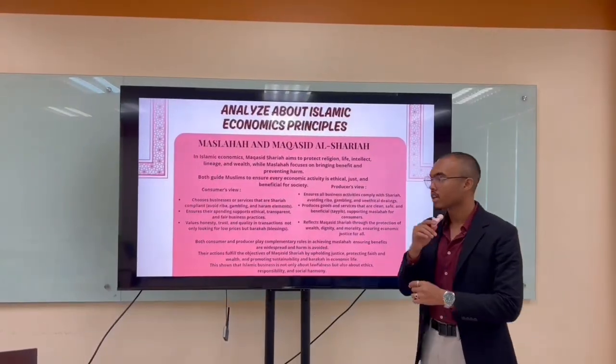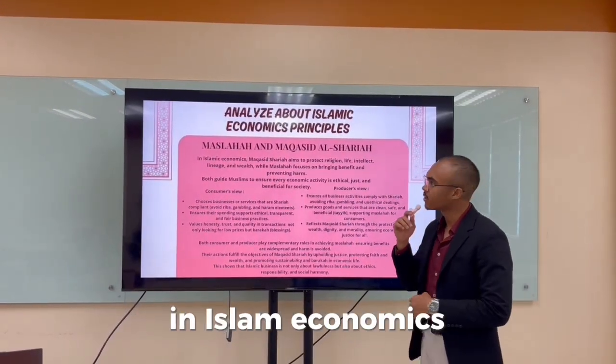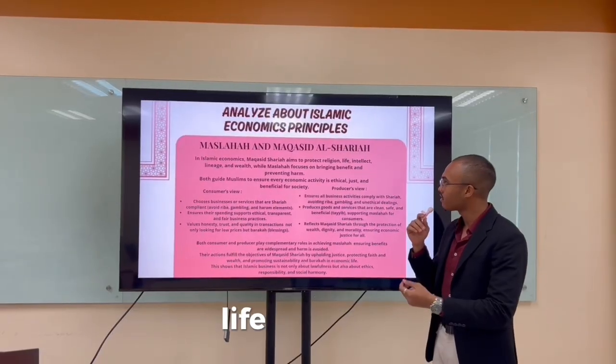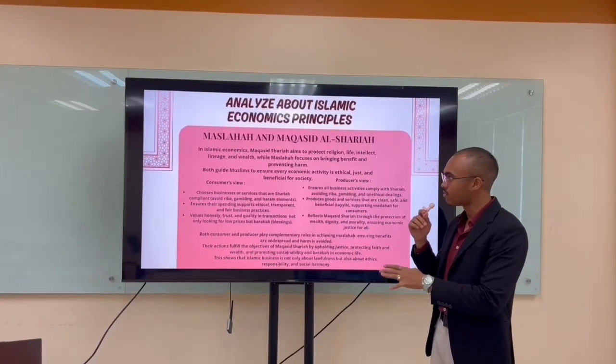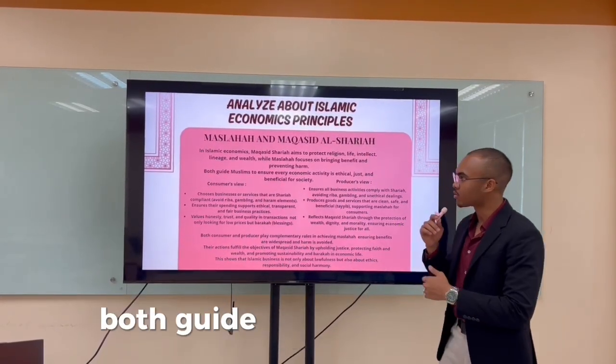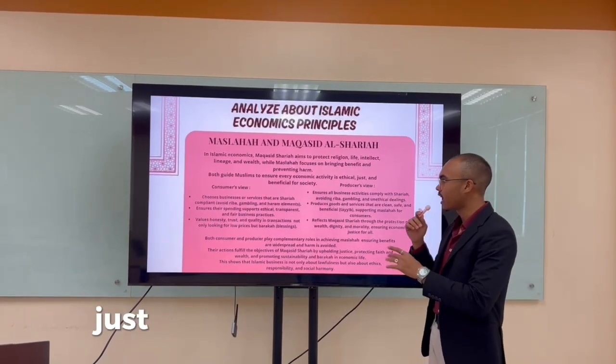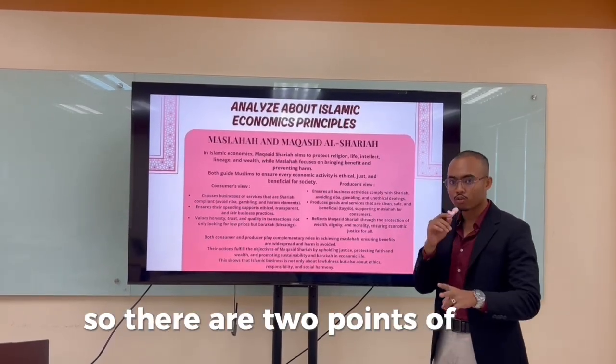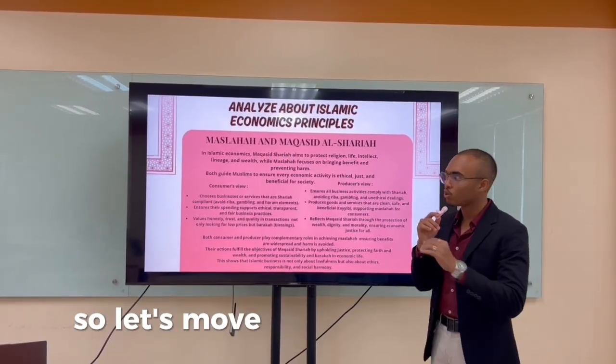Alright, so let's move to my part. Maslahah and Maqasid Sharia. In Islamic economics, Maqasid Sharia aims to protect religion, life, intellect, lineage, and wealth, while Maslahah focuses on bringing benefit and preventing harm. Both guide Muslims to ensure every economic activity is ethical, just, and beneficial for society. So there are 2 points of view, the consumer's view and the producer's view. Let's move to the consumer's view first.